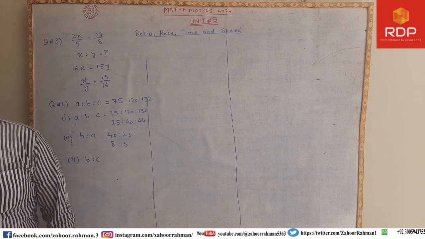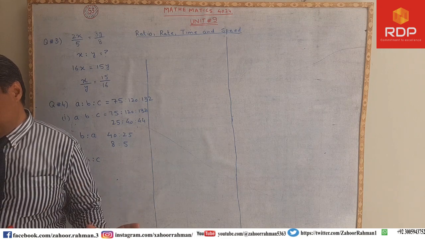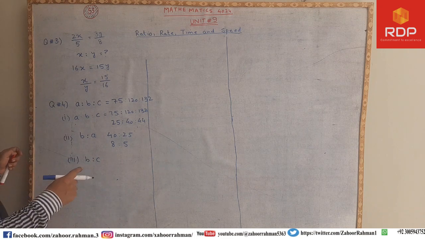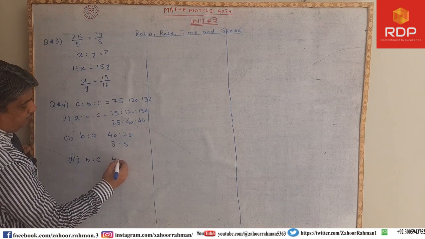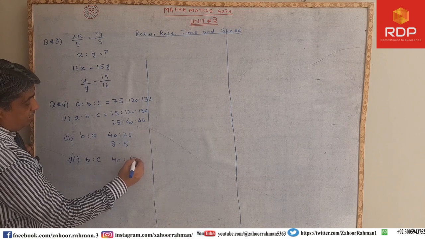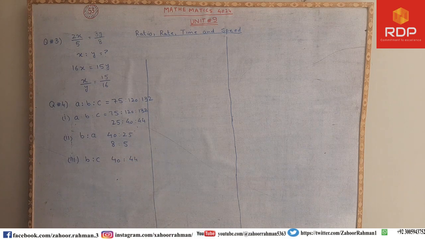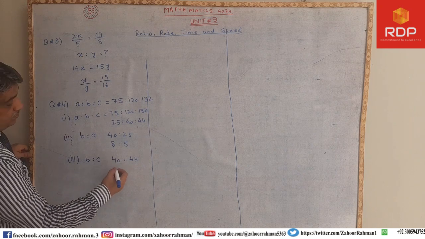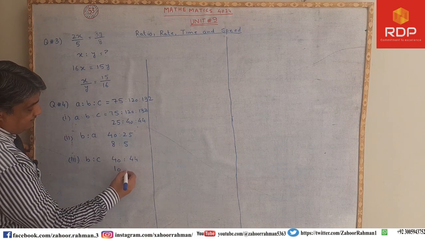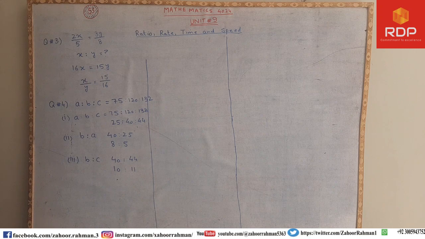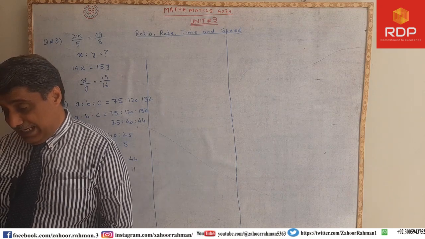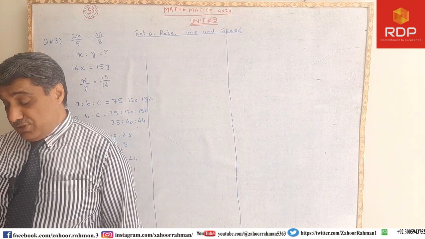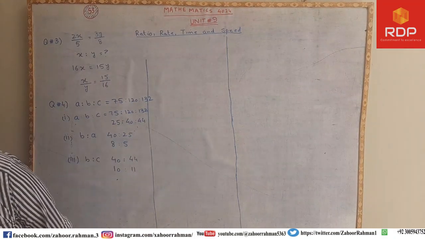When we find B ratio C, B is 40 and C is 44, the simplified values. So 40 ratio 44. 4 tens are 40 and 4 elevens are 44. So it means that there is a ratio of 10 to 11. That was the whole story about question number 4.